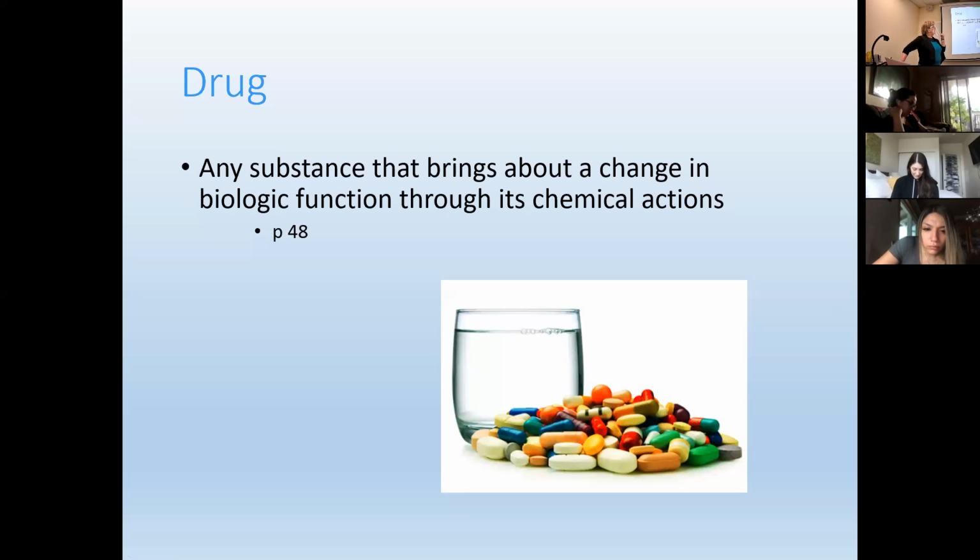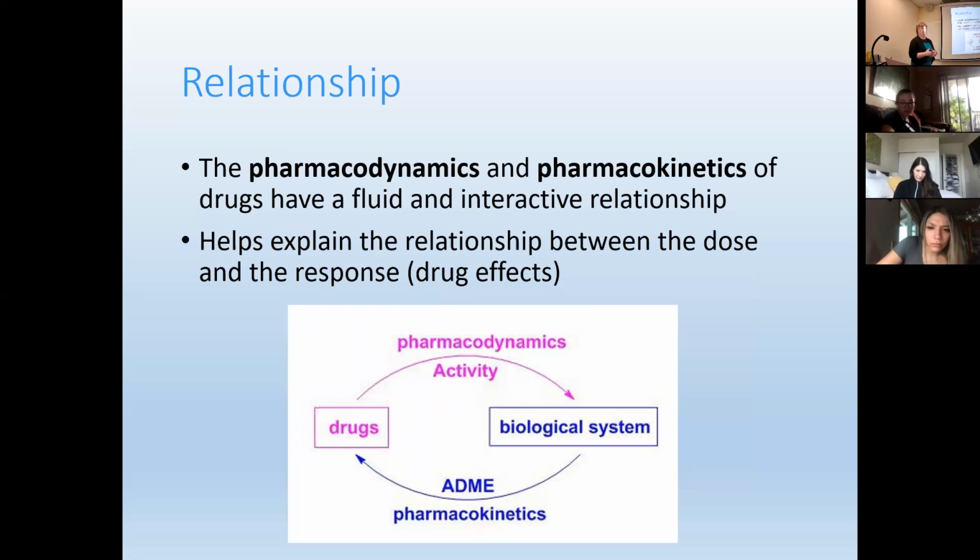So when we look at this definition of drug, any substance that brings about a change in biologic function through its chemical action, that includes all of our food. So we have meals of drugs. And we don't call them drugs. I haven't ever called broccoli a drug. But it's important to understand that drugs are really a broad category that have several elements that change our internal environment.